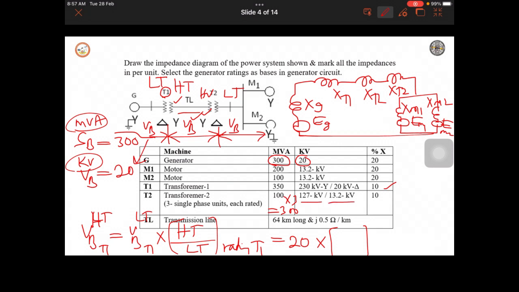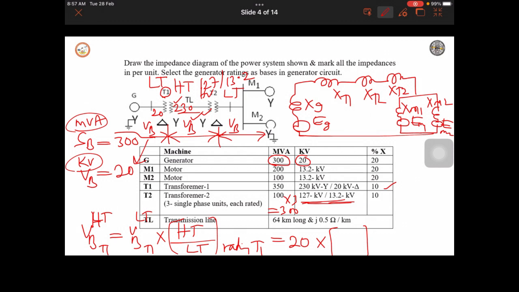Here we have to see the winding connections. So, let us write the voltages here. Transformer 1 is 230 bar 20, actually its LT side is 20, this is 230. Next, here we have 127 bar 13.2, LT side is 13.2. So, let us see the windings.